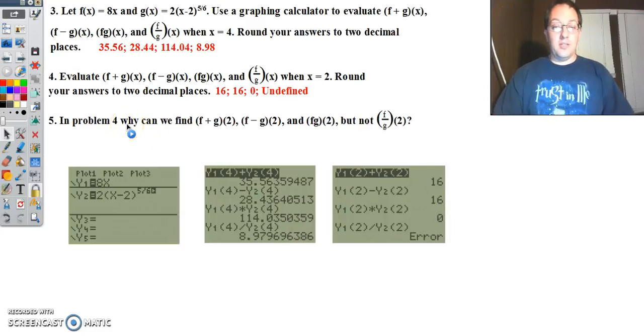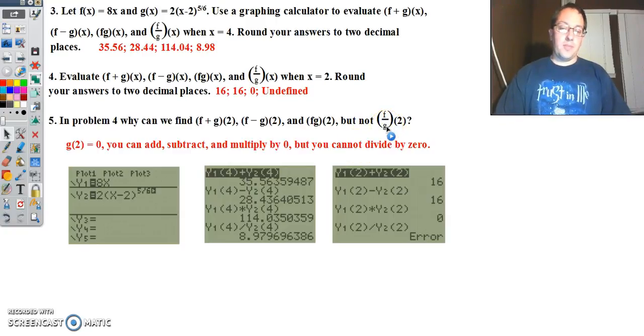The answer to that is, of course, if you plug in a 2 right here, you've got x minus 2, 2 minus 2 is 0. 0 to any power is 0, and 2 times 0 is 0. You can't divide by 0. So that's the problem. That's why it works for all of these other ones, but not for the division, because you can't divide by 0.